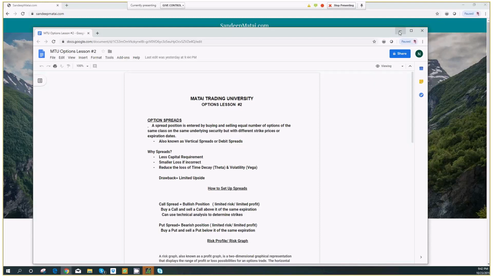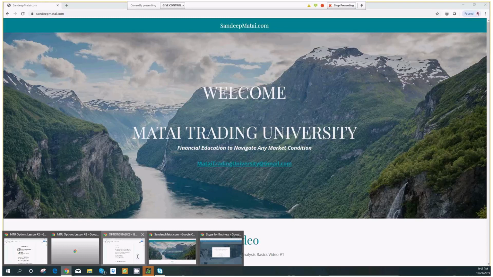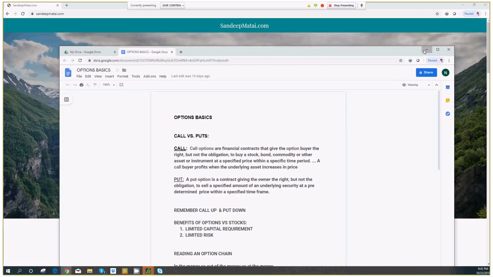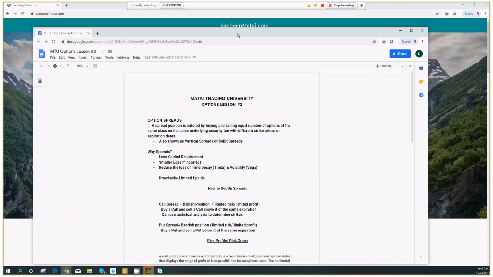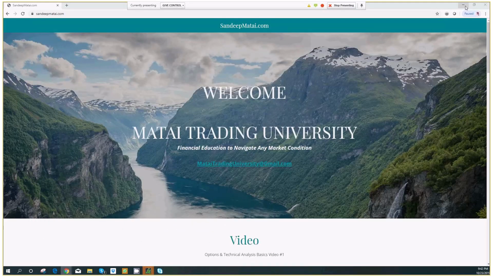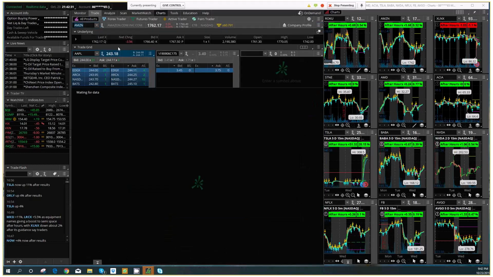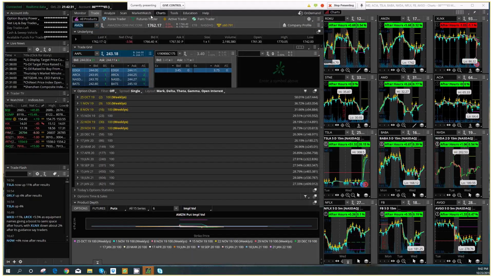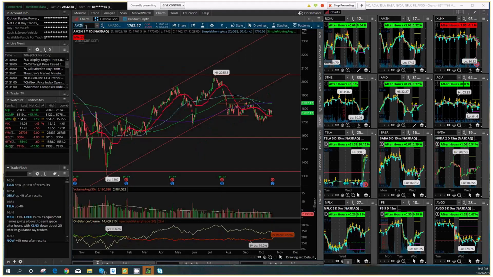Okay, so we're going to do some examples of spreads. Let me put another screen up so I can refer to it. We are first going to look at how to set up a spread. Let's look at Amazon. Let's look at the chart of Amazon, and we always refer to charts for entry points and exit points.